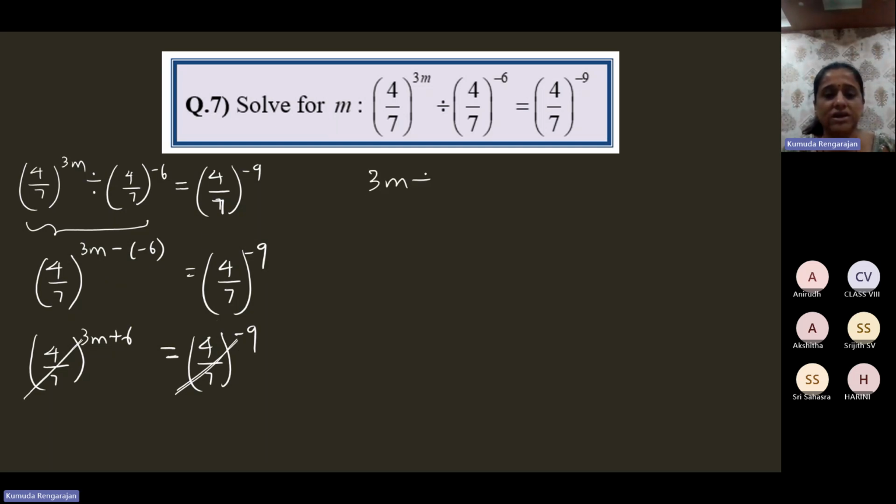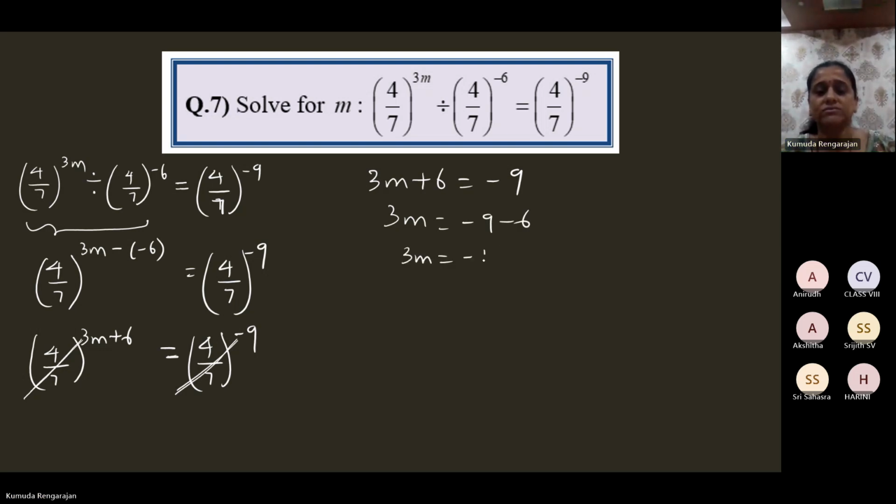3m plus 6 is equal to minus 9. They are the powers. Okay, 3m plus 6 and minus 9 are the powers, and that's what is left. So 3m plus 6 is equal to minus 9 is the equation. Now solve this. 3m is equal to minus 9 minus 6. 3m is equal to minus 15. m is equal to minus 15 by 3. m is equal to minus 5.